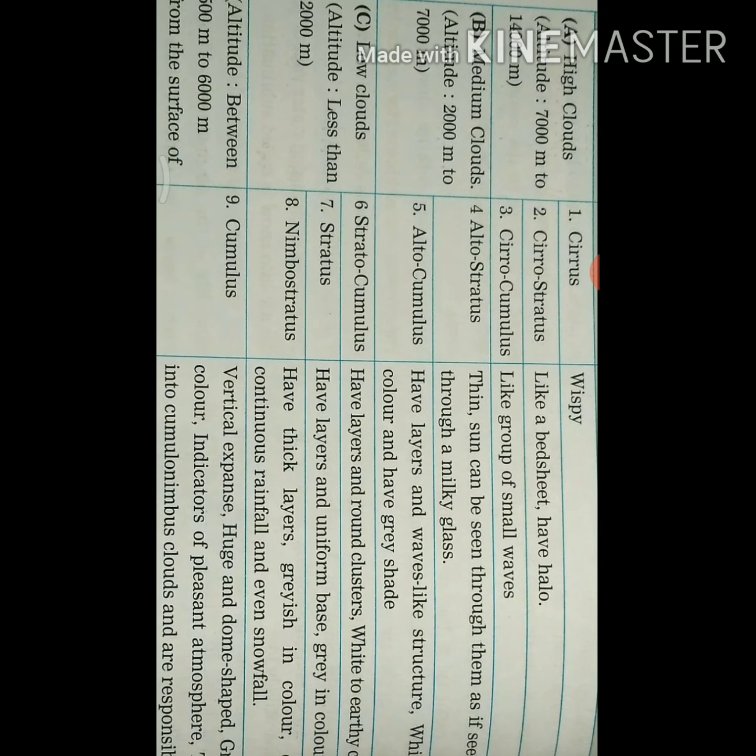Now the second type is the medium clouds, altitude about 2000 meters to 7000 meters. Two types of clouds you can see there: altostratus and altocumulus. Altostratus, you can see the sun thinly through them as if seen through a milky glass. And the second is altocumulus, have layers and wave-like structure, white in color and have gray shades. Their features are also given here.